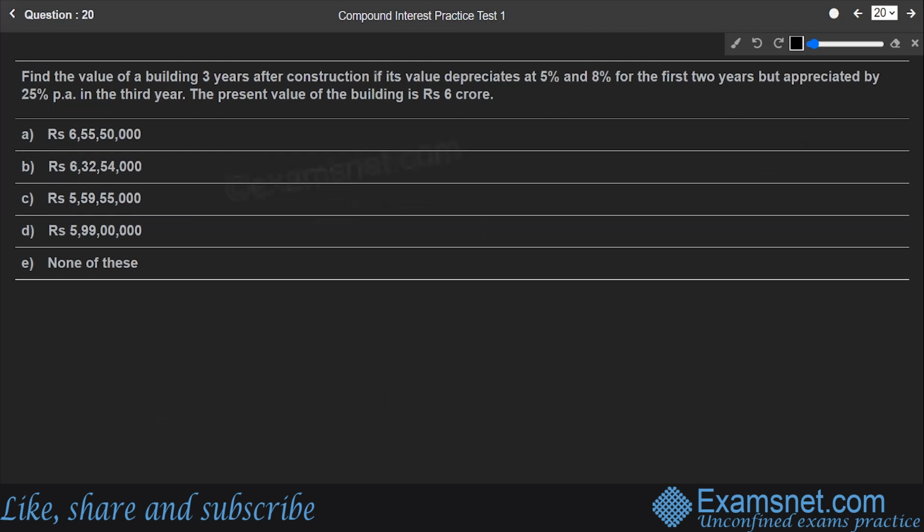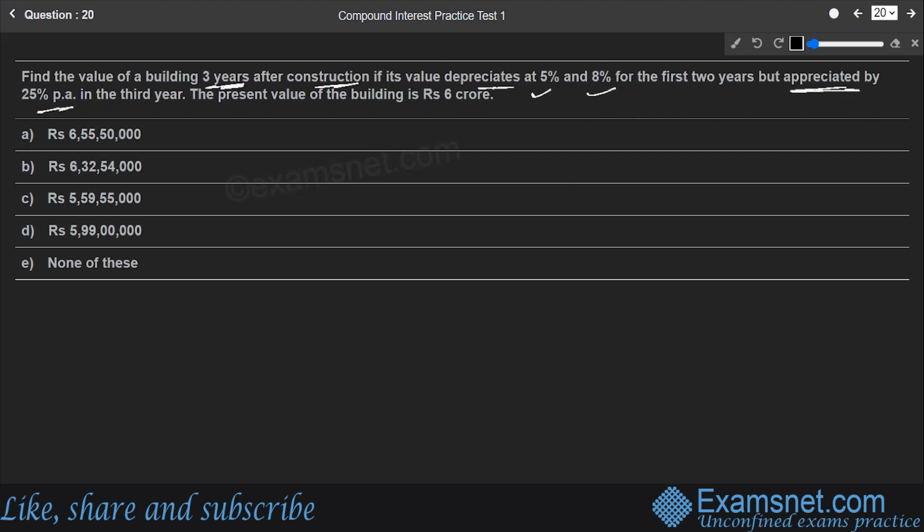Okay. Find the value of a building 3 years after construction if its value depreciates. Depreciate means it decreases, at 5% and 8% for the first 2 years. So for the first year, it decreases by 5%. Whatever value is left after that, another 8% of that is reduced for the second year, but it appreciates by 25% in the third year. So in the third year, there's a growth of 25%.